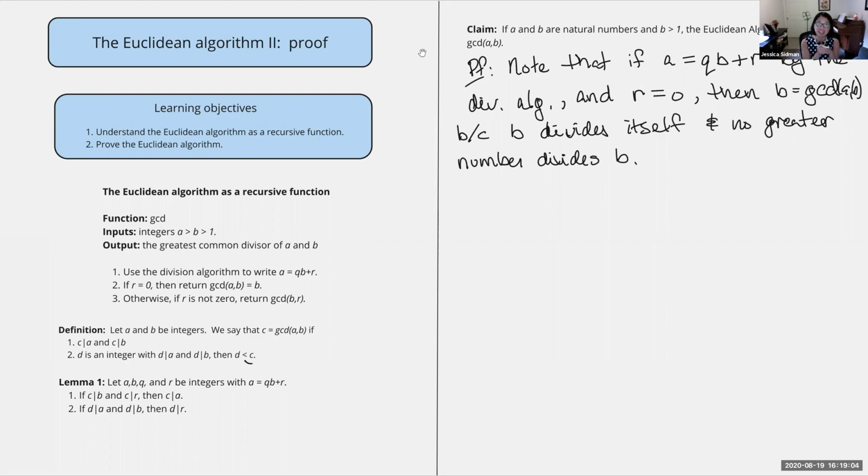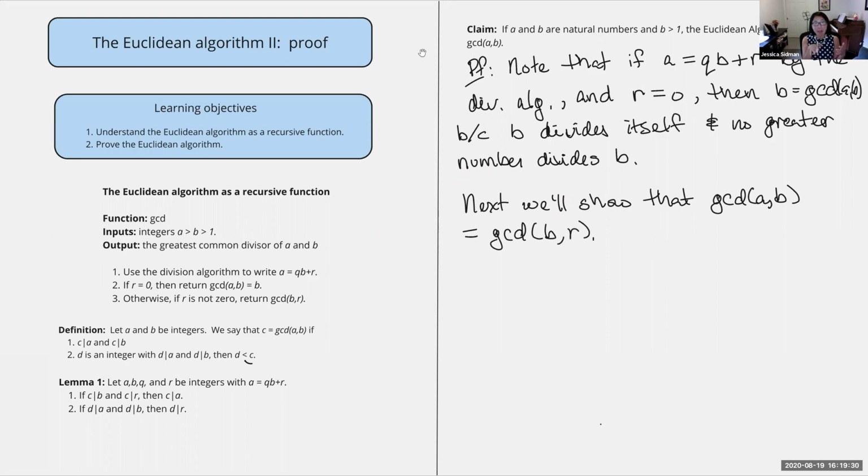Okay, so that tells us that if we stop after step 2 in the Euclidean algorithm, we've returned the right thing. Next, we'll show that the GCD of A and B is equal to the GCD of B and R. And that will show us that if we return the thing in the third step, we're returning the right thing.